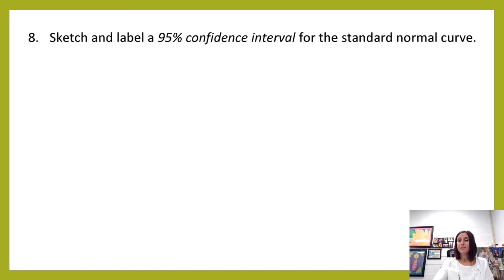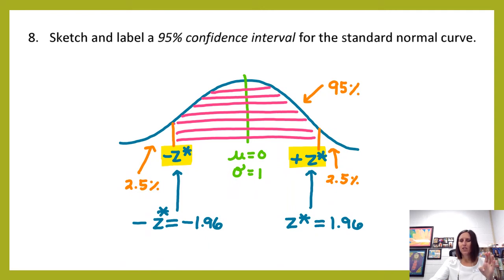And then last but not least, the fun is almost done. We're going to sketch and label a 95% confidence interval for the standard normal curve. So, standard normal curve. That means in the middle, if it's standardized, my mean is 0 and my standard deviation is 1. And I want to be 95% confident that I'm going to capture the true parameter. So, look at that beautiful picture. I have shaded in 95% of my curve, that is the pink shaded region. If the middle part is 95%, then that gives me 2 tails of 2.5% each.